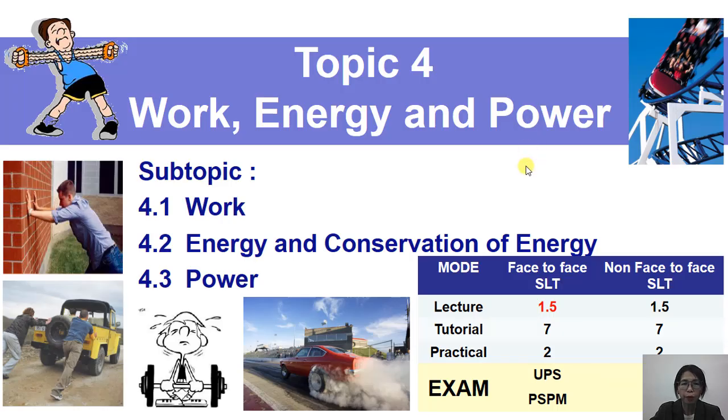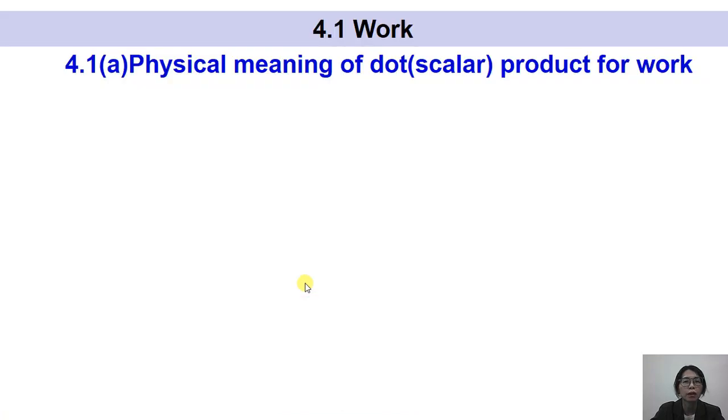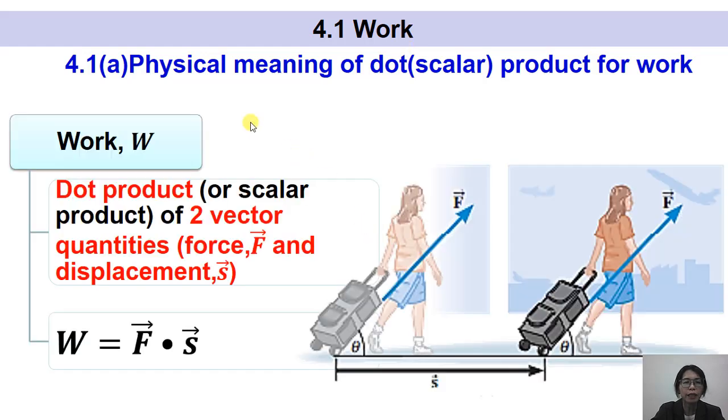Topic 4, we have work, energy and power. There will be 3 subtopics to be covered: 4.1 work, 4.2 energy and conservation of energy, and 4.3 power. So we start with 4.1, work. How we define work.